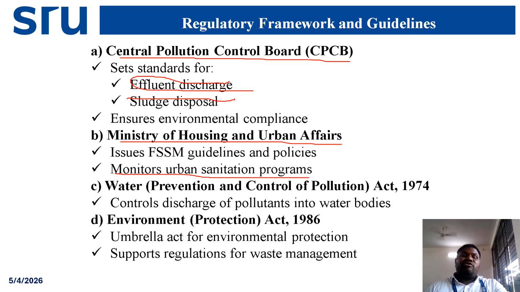Then next one is the Water Act, that is called the Prevention and Control of Pollution Act, launched in 1974. Here, the wastewater generated from septic tanks is disposed into water bodies without treatment, so the aquatic life as well as humans get affected. So here also there are specific guidelines given by the Water Act. Then the Environmental Act 1986, also called the Umbrella Act for Environmental Protection, supports the regulation for waste management. So there are guidelines on how to manage waste in a proper way.